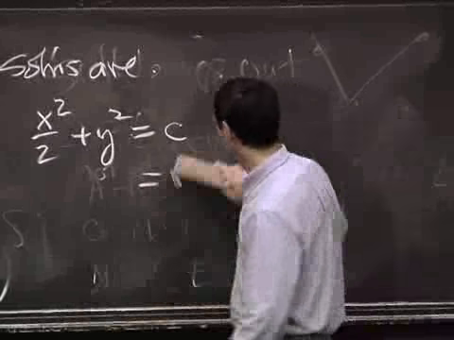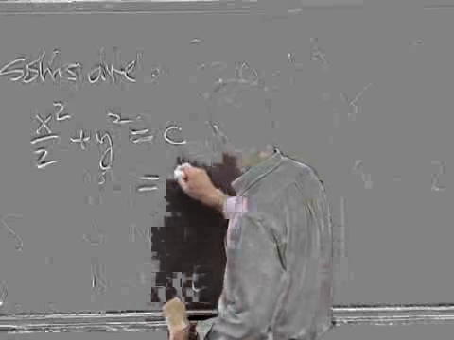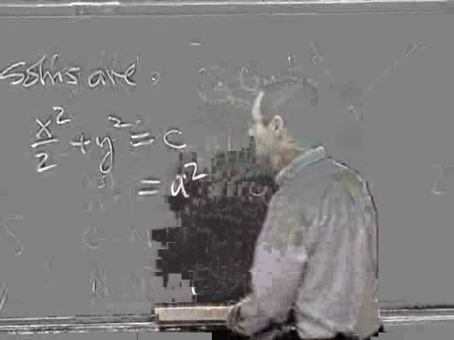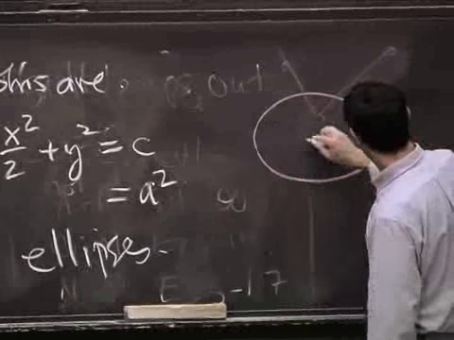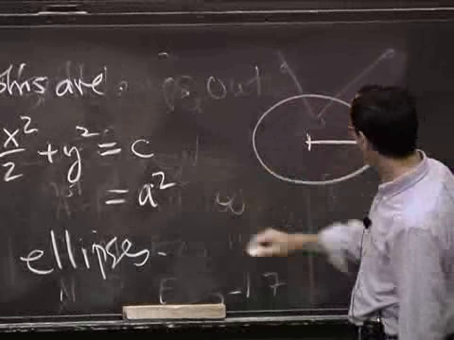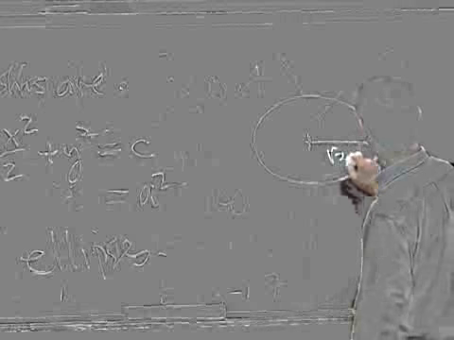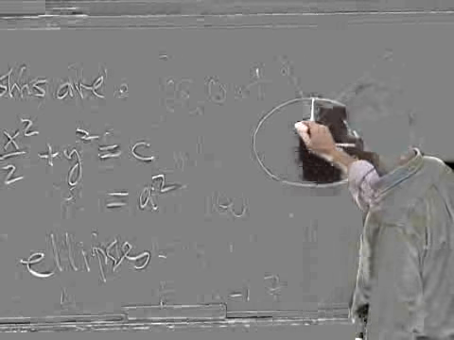Well, maybe I shouldn't call it a radius. I'll just call it a parameter, a squared. And these are, of course, ellipses. And you can see that the length here is the square root of 2a, and the vertical semi-axis is a.